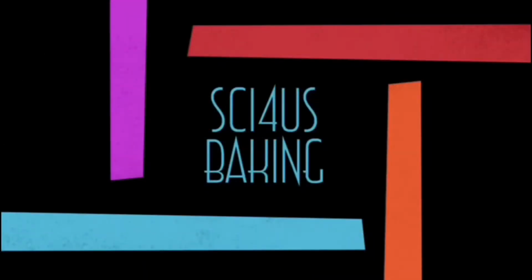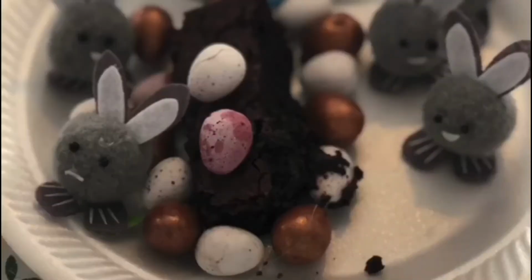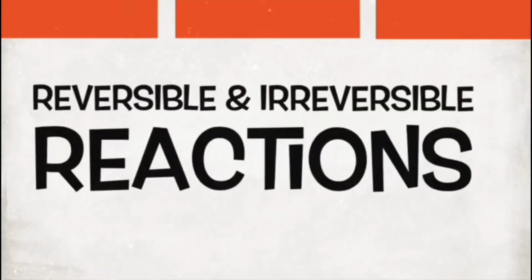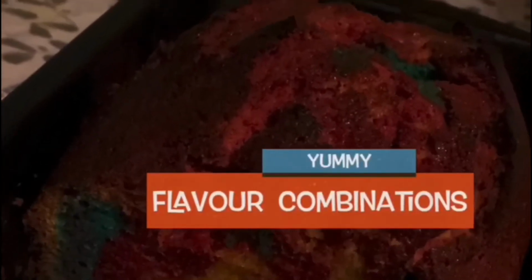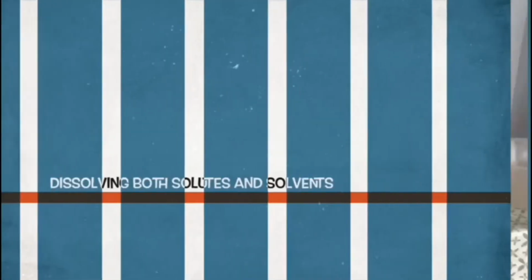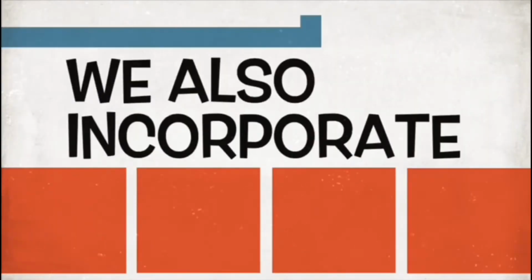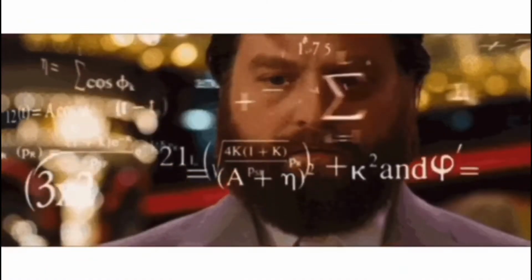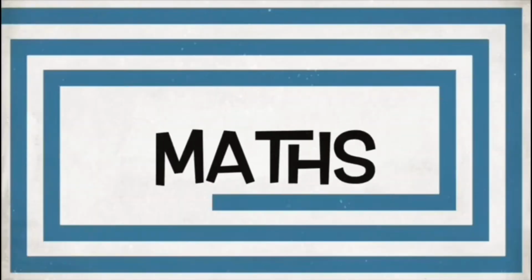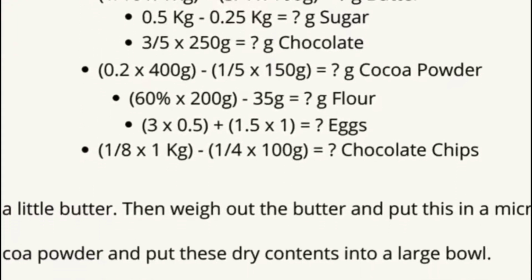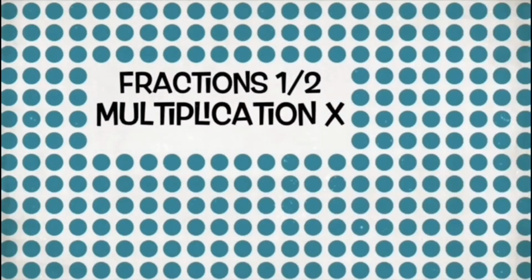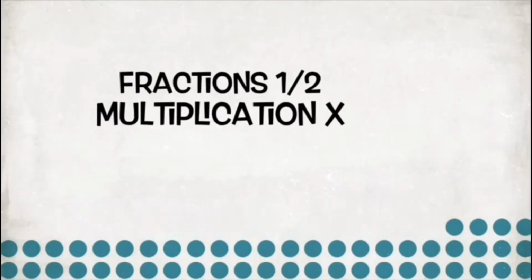Welcome to Cypher Baking. We think that baking is also a science, as we get to mix, make and break bonds. We get to do and explore different flavor combinations. We get to dissolve, so we're looking at solvents and solutes. So we love baking here. So we're going to also incorporate some math. With the ingredients, we will let you work out what measurements you need. So we'll put it on the screen, some fractions for you guys to work out.